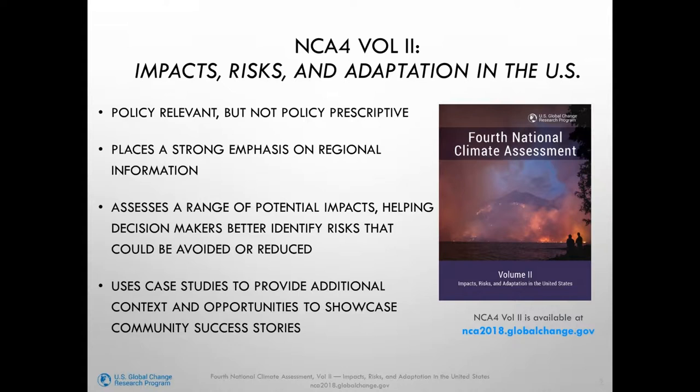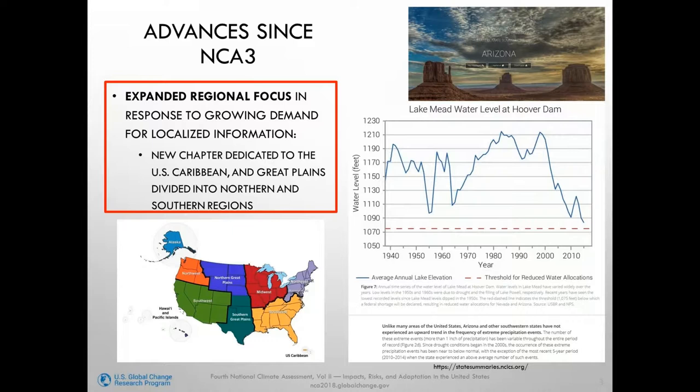So what that physically means is that the national chapters are about 6 pages long and the regional chapters are about 20 pages long or so. And so in looking through and working through some of those pieces, additional elements that are brand new in this fourth assessment are the fact that we now have a chapter that is entirely devoted to the U.S. Caribbean. Formerly, it had been affiliated with the southeast part of the U.S., so we now have a brand new chapter on the Caribbean.